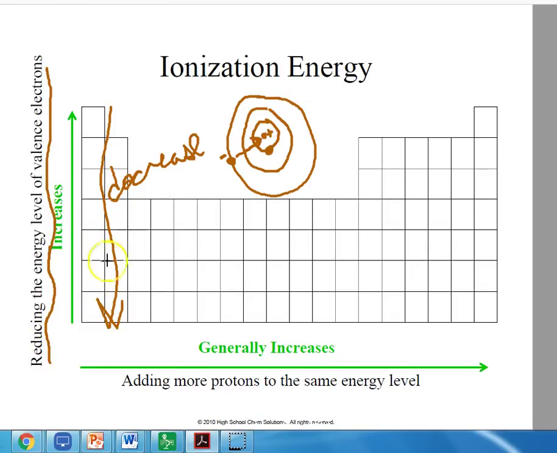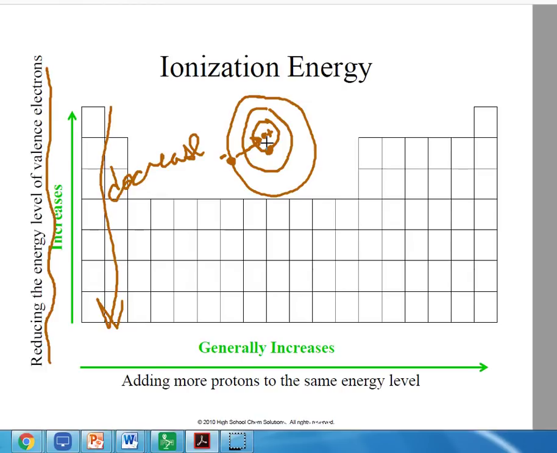A similar argument can be made as we move from left to right. As we move from left to right, the ionization energy, or the energy required to remove an electron, increases. And this is because we're adding more protons. So that nucleus, that mama nucleus in the center, is getting more and more positive. So that's a stronger pull on those outside electrons.